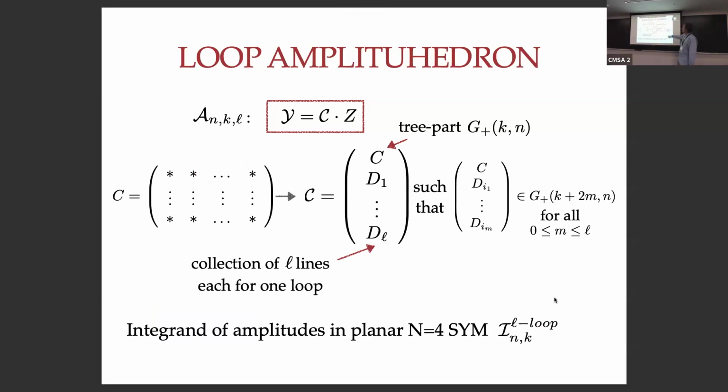And then you have some positivity conditions between these. The C matrix is a positive Grassmannian, and the C together with any number of these D's must also be a positive Grassmannian. So there is a generalization of that. This space is not completely understood even now, but this is the definition. And this gives the integrand, so going from tree to loop. So the other object we are interested in is the integrand of amplitudes in this theory.